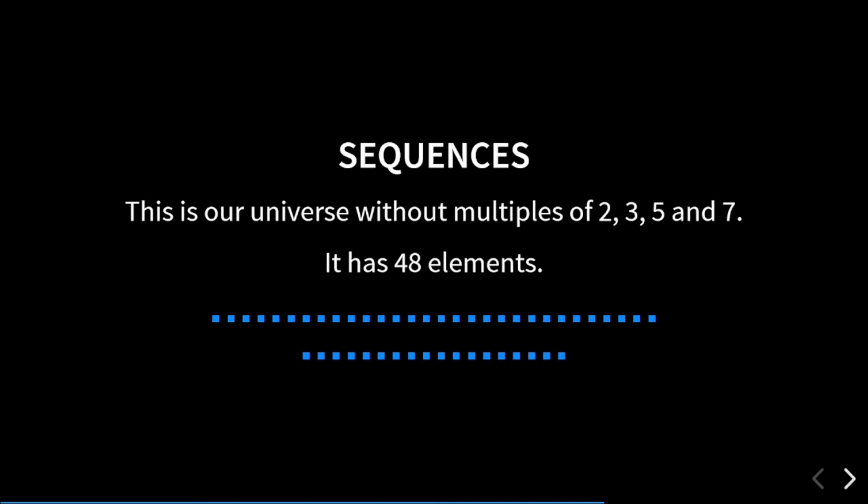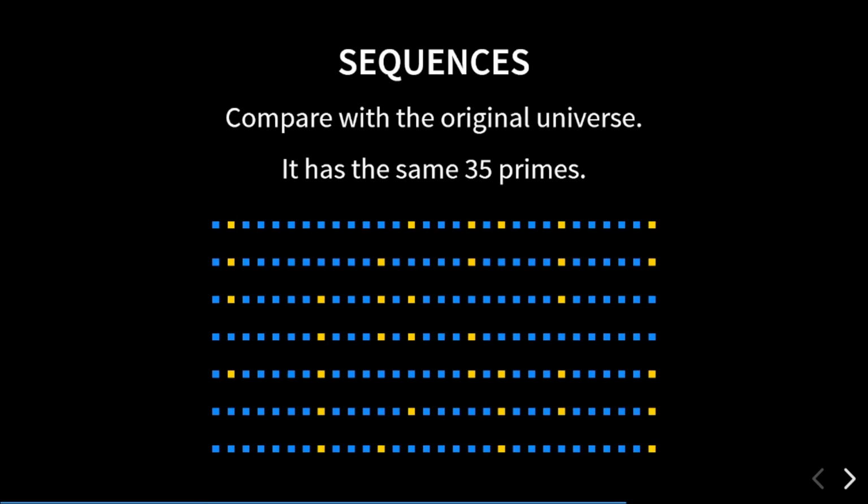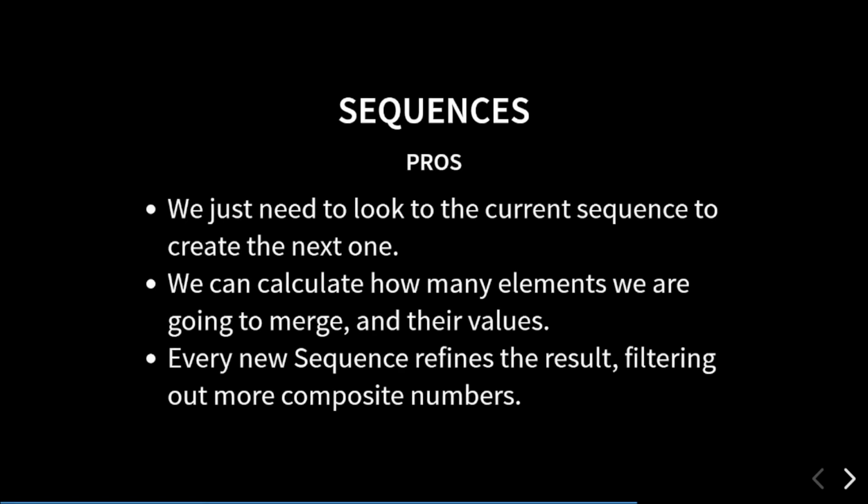But how many of them are primes? 35 primes. So we have values over there that are not primes, and we'll have to check them. But if you compare our search space here with here, yeah, we removed a lot of noise and we reduced a lot of our data. So sequences are good. We just need to look at the previous sequence to create the next one. So this is a very good feature. We can calculate how many elements we are going to merge and their values. There are some properties of the sequence that I'm going to talk about later that allow us to do that.